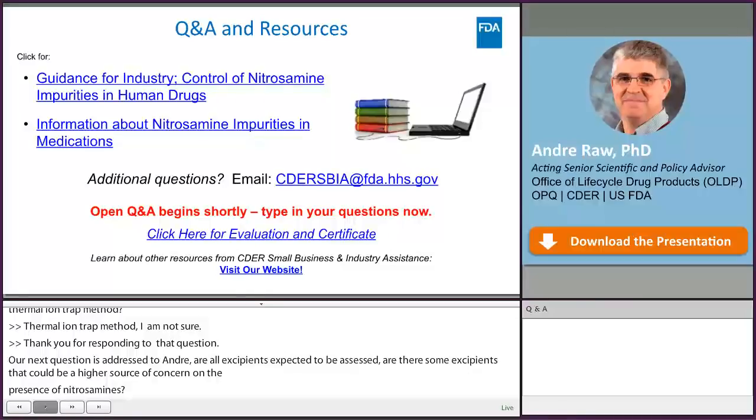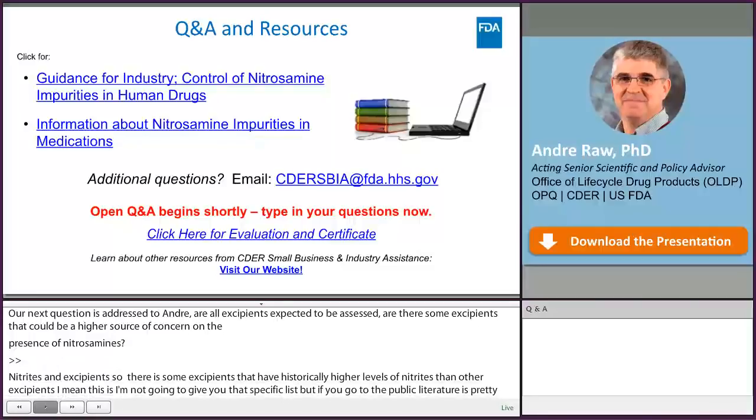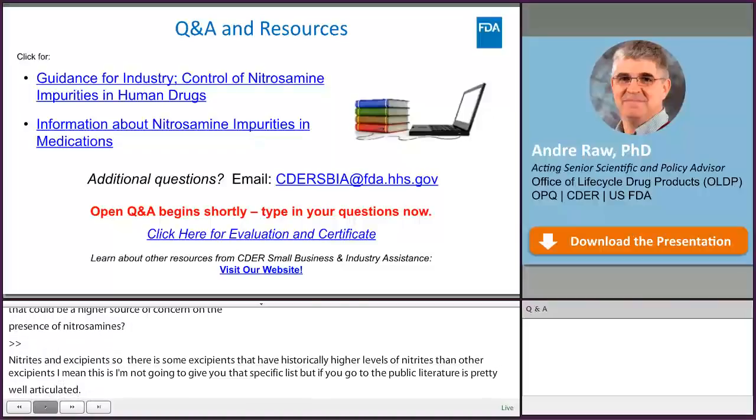Nitrites and excipients: there are some excipients that have historically higher levels of nitrites than other excipients. I'm not going to give you that specific list, but if you go to the public literature, it's pretty well articulated. I would go to the public literature, and also work with your excipient suppliers to see which excipients have high levels of nitrites. That's how I would approach the problem. Hopefully that answers the question.